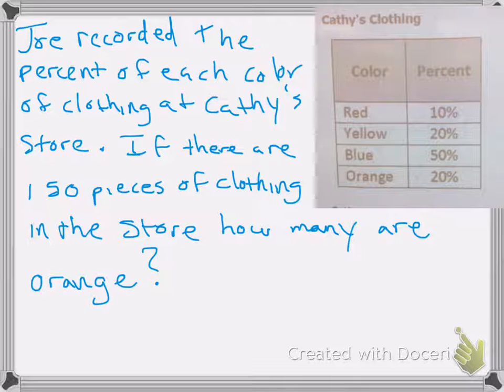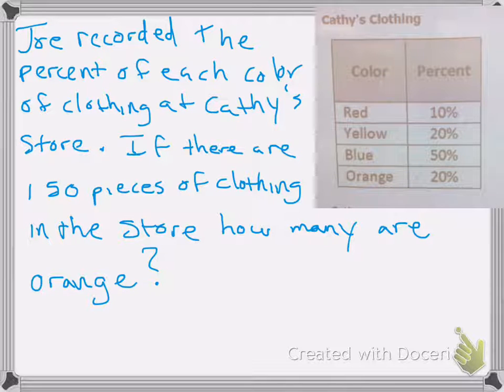Okay, so what we've got here is a nice little table. In our table, it tells us Kathy's clothing, and we've got a question along with this table. It says, Joe recorded the percent of each color of clothing at Kathy's store. So in the table, we've got 4 different colors of clothing that he recorded percents of each. If there are 150 pieces of clothing in the store, how many are orange?